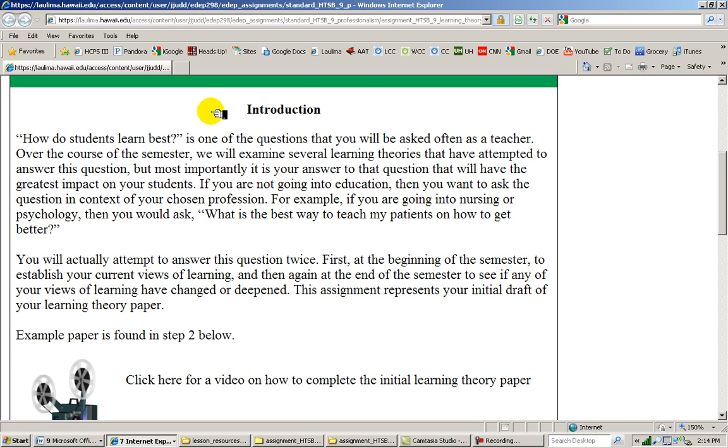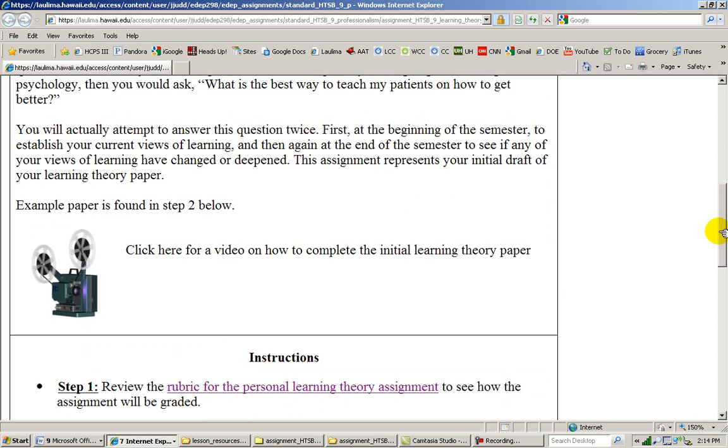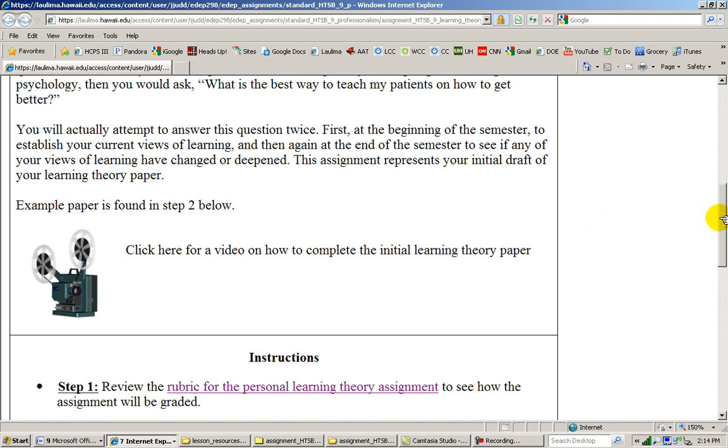because it's going to be how you're going to approach the context of your chosen profession, whether that be a teacher, a psychologist, or nursing, and so on. So you want to find out what is the best way to get your students or patients to do what you want them to do. And we're going to answer this question twice. First at the beginning of the semester to see what your current views of learning are, and then again at the end of the semester to see if anything's changed.